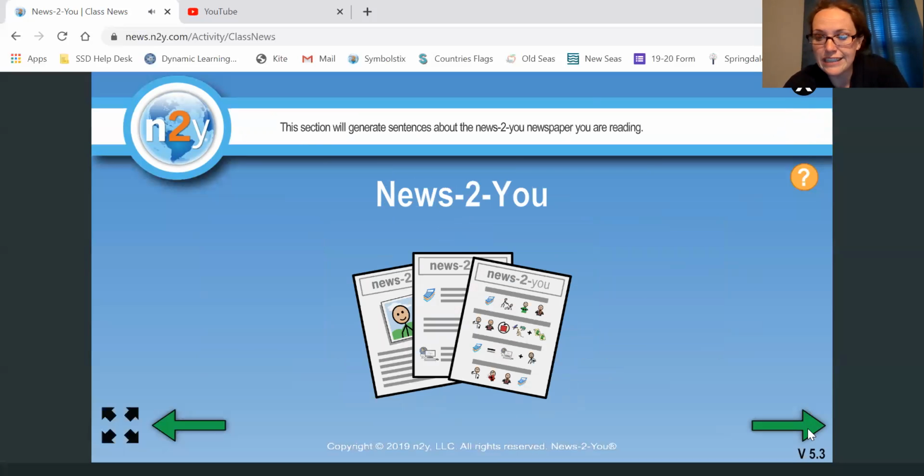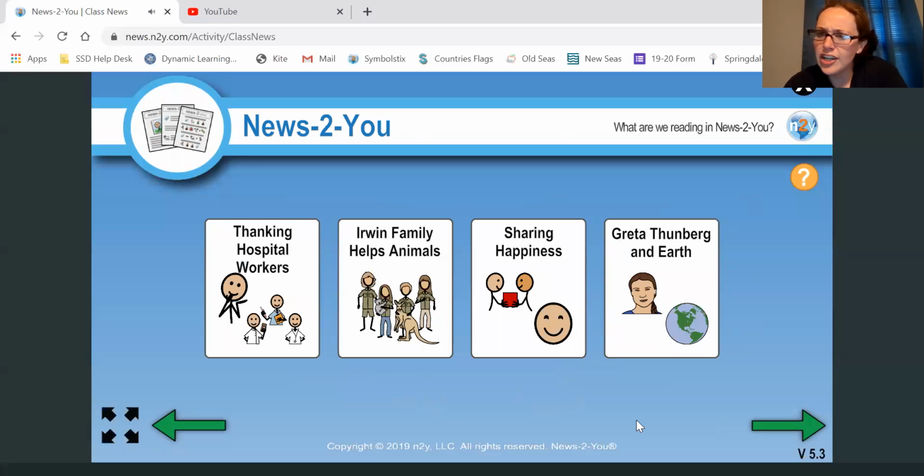Our theme for the week, news to you. What are we learning about this week? Is it thanking hospital workers? Erwin Family Helps Animals, Sharing Happiness, or Greta Thunberg and Earth? Erwin Family Helps Animals. Great job.